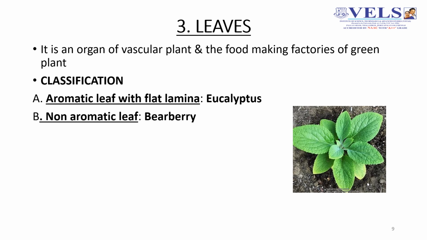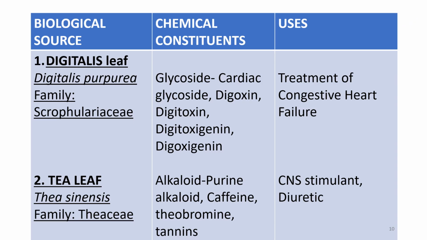Then coming to the leaves, it is an organ of vascular plants and the food-making factory of green plants. It is classified into aromatic leaf with flat lamina, that is eucalyptus. The non-aromatic leaf example is bearberry. So we will study the details of leaf shape, everything, in evaluation of fruit drugs in your next chapter. So this is the biological source, chemical constituent and uses of the two leaves I have selected, that is digitalis leaf.